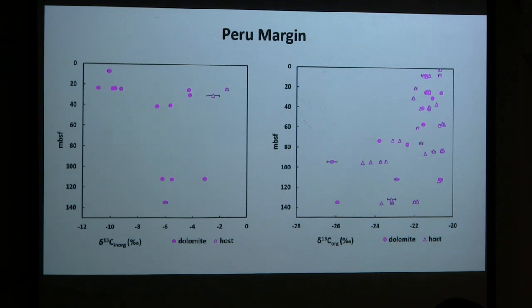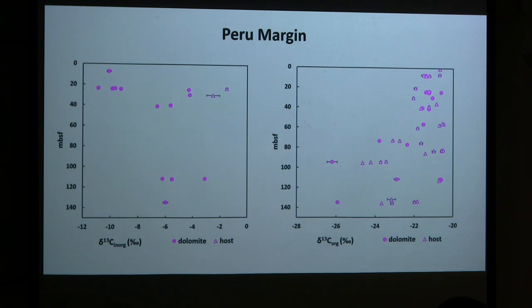For the Peru margin, inorganic carbon isotopic data compared to depth. Generally, there's still a general trend here that it increases with depth. And these are negative values. It starts off at about negative 11 per mil, and it goes, for the dolomites, as high as about negative 3 per mil.